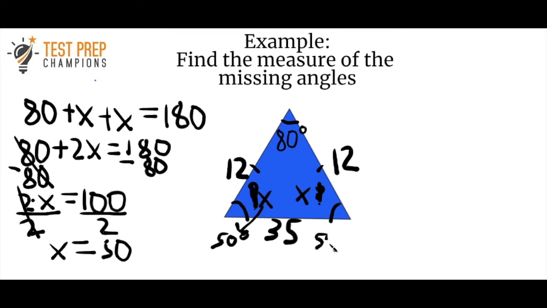And if you want to check it, just to make sure, all you have to do is add up all the angles and see if they equal 180. So we've got 80 plus 50 plus 50. You can do it with a calculator or in your head. Just note that 50 plus 50 is 100. 100 plus 80 is 180. So we're good. The example works out.